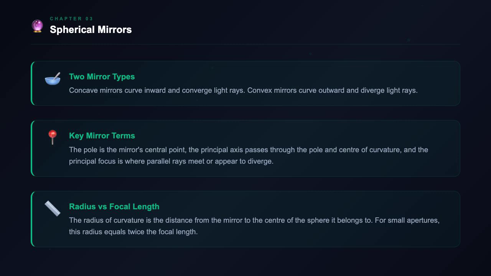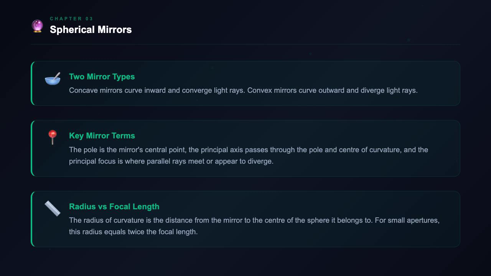The pole is the central point on the mirror. The center of curvature is the sphere's center. For concave mirrors, it's in front, and for convex mirrors, it's behind. The radius of curvature is the sphere's radius. The principal axis passes through the pole and center of curvature.